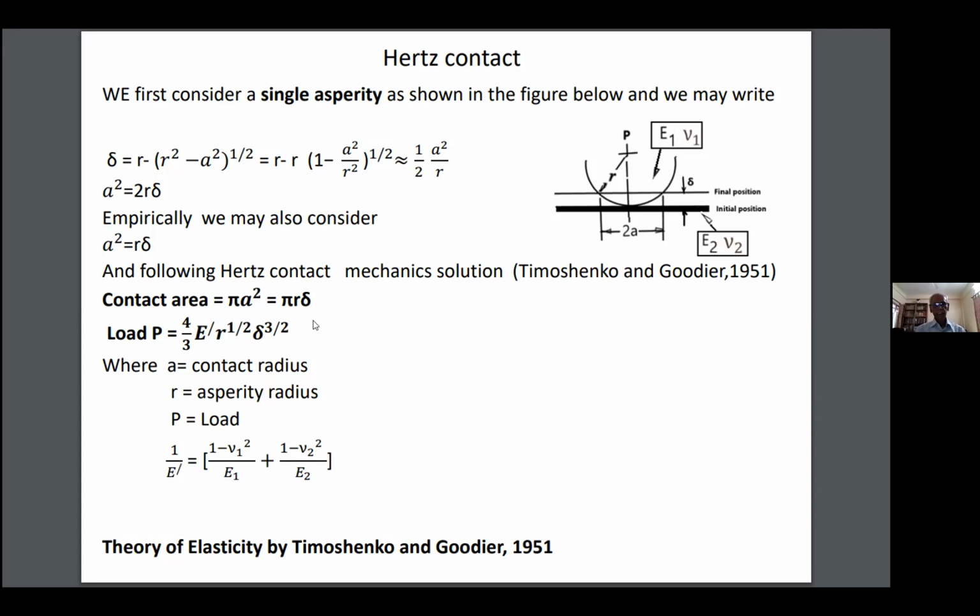Okay, so in this slide we simply take help of the Hertz analysis and show that the contact area of a single asperity against a flat surface is given by pi r delta. The load P, which we may know, can be expressed in terms of the other variables as 4/3 E dash r to the power half delta to the power 3/2. So with this, we go ahead with the further analysis.